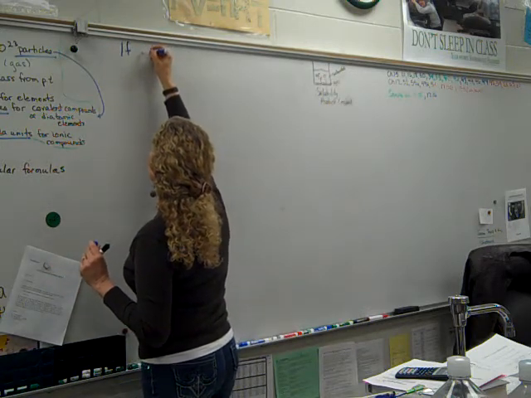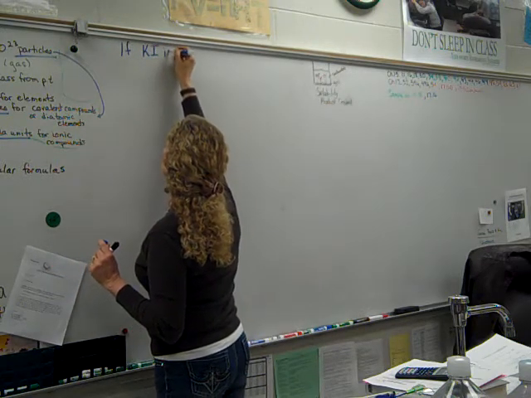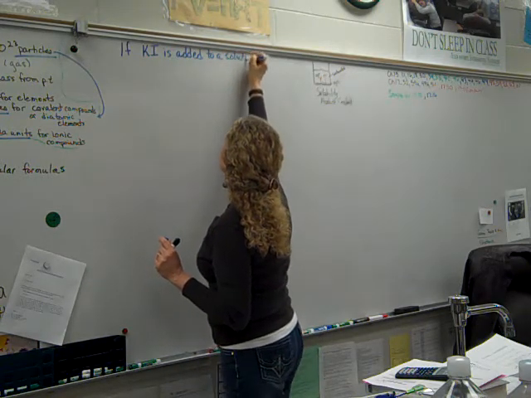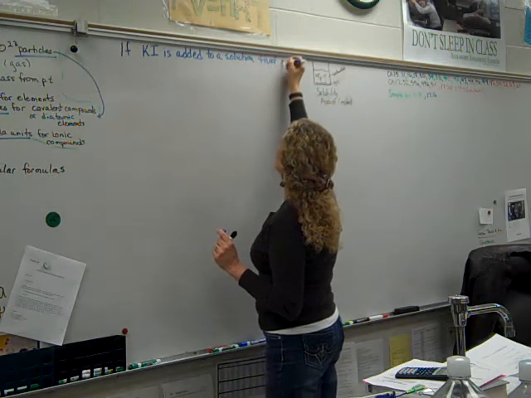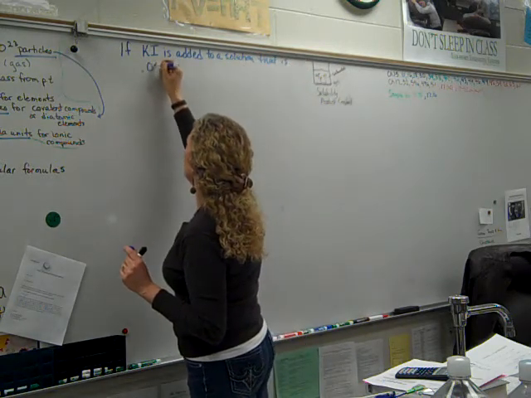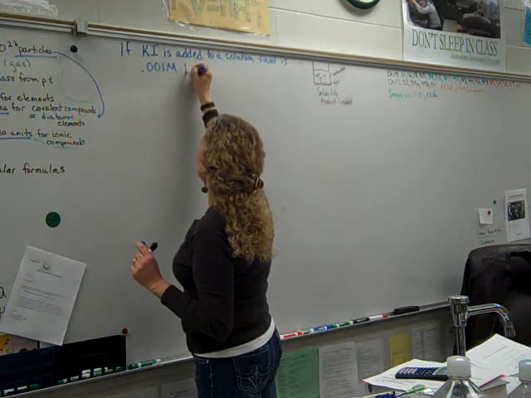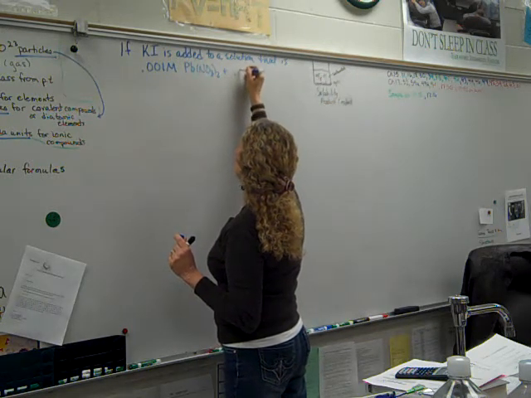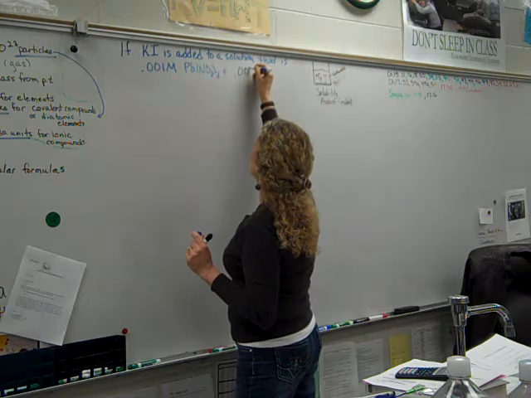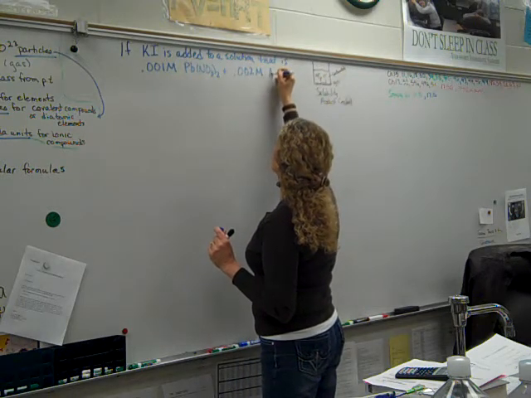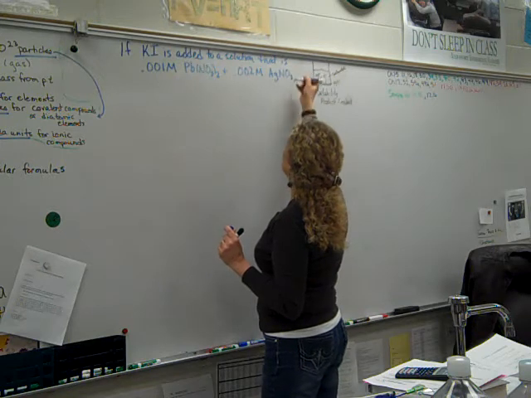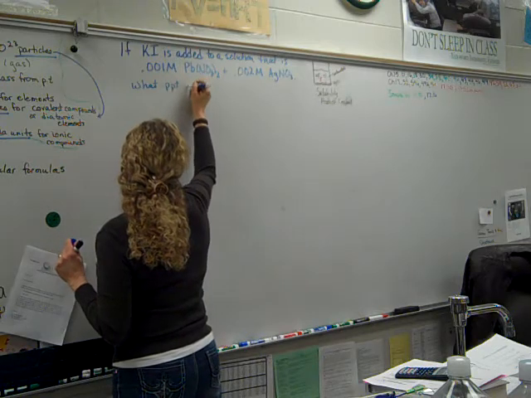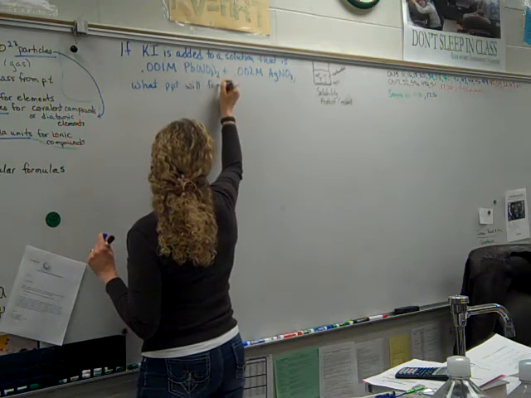So write this down. If potassium iodide is added to a solution that is 0.001 molar in lead nitrate and 0.002 molar in silver nitrate, what precipitate will form first?